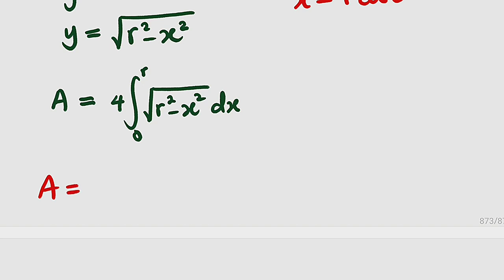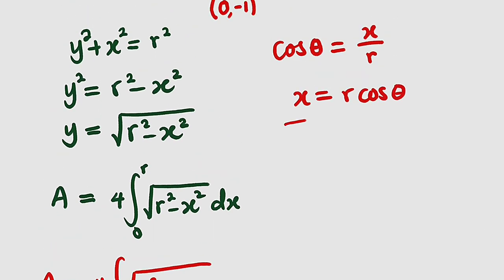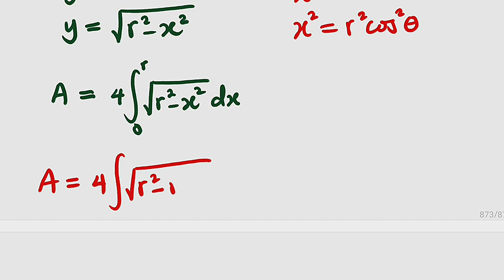Therefore, our area is now equal to 4 multiplied by the integral of the function r squared minus x squared. This is just x, but we need x squared. If you square both sides, you have x squared equal to r squared cosine squared theta, right? So we have minus r squared cosine squared theta. But we are not going to write dx because our new function is now in terms of theta. Likewise, the boundaries, we are not going to write them as 0 to r. We are going to change them. So let us obtain a term in terms of dx and also our boundaries.